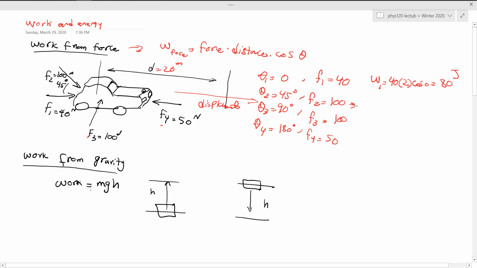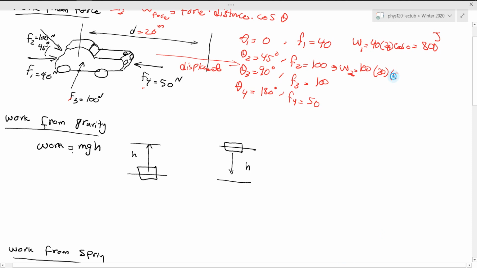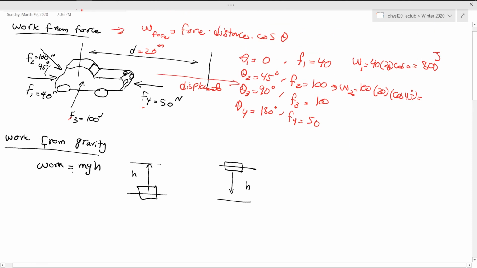You can do the calculation for W2, from the second force. It's going to be equal to 100 times 20 times cosine of 45 degrees. Now if you do this calculation, the answer will be about 1410 joule. I'm just guessing.